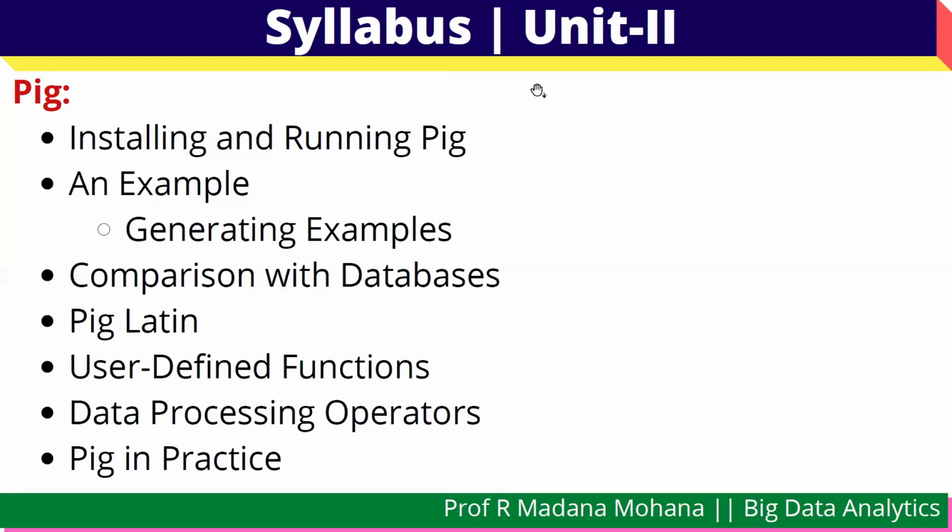Then coming to Unit 2 or Module 2, here it covers two frameworks. One is Pig and another one is Hive. These are all developed by the Apache Foundation. That's why we call them Apache Pig and Apache Hive. So for the Apache Pig framework: first installing and running Pig, then an example with how to generate examples, then comparing Pig with other databases, then Pig Latin, then user-defined functions, then data processing operators, then Pig in practice.